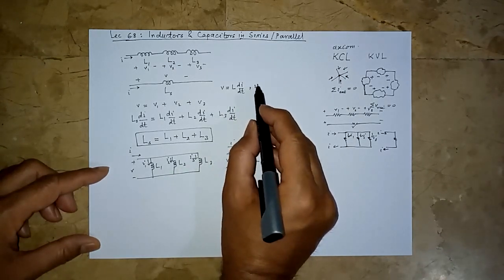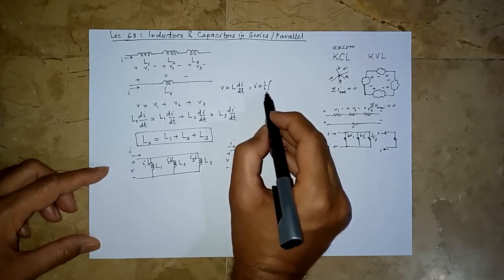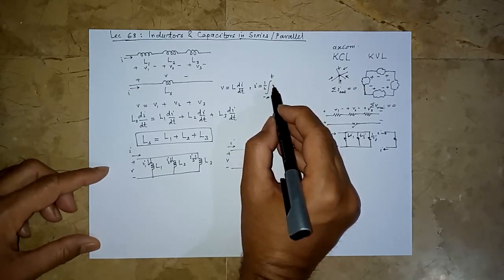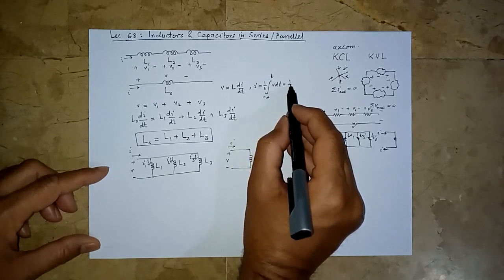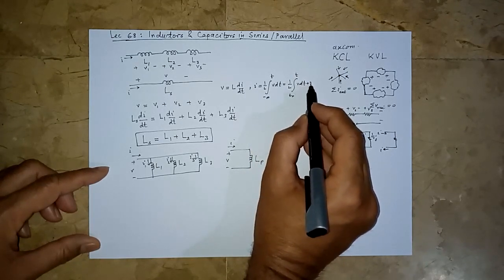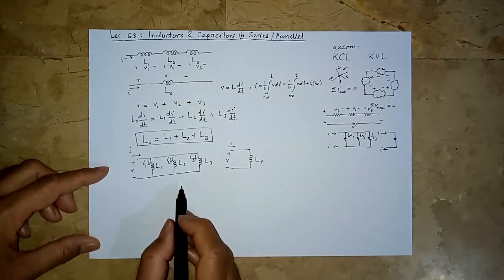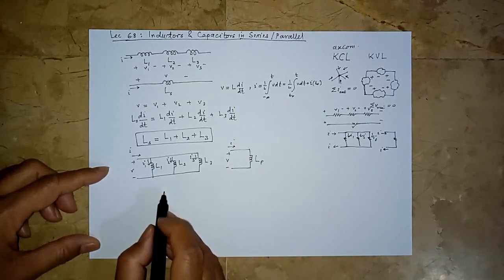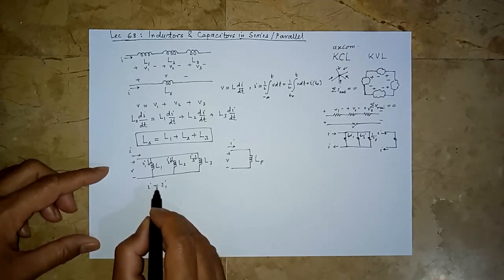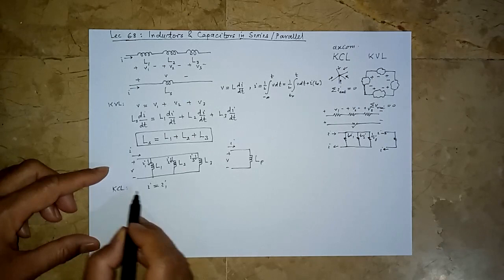then I is equal to 1 over L integral from minus infinity to T of V dt, or 1 over L integral from T naught to T of V dt plus I at T naught. Any relation can be used. Based on the situation, we can choose what kind of relation to use. In the series case we employed KVL, and here we are going to employ KCL.